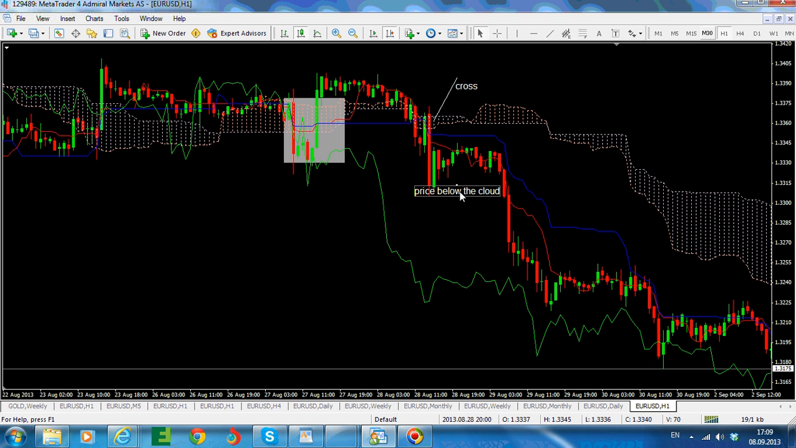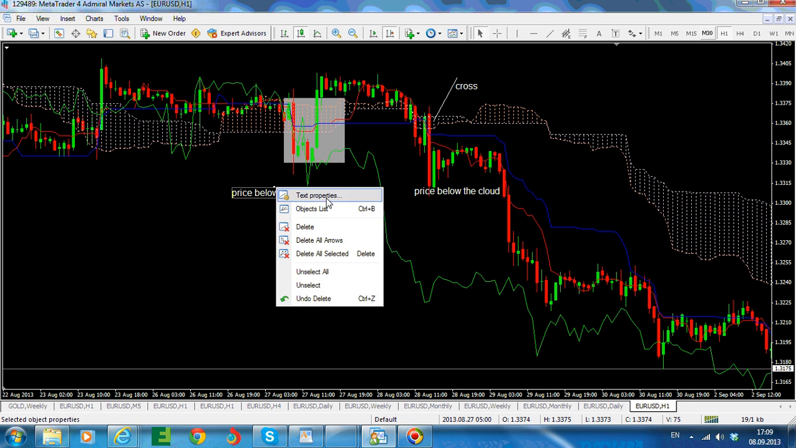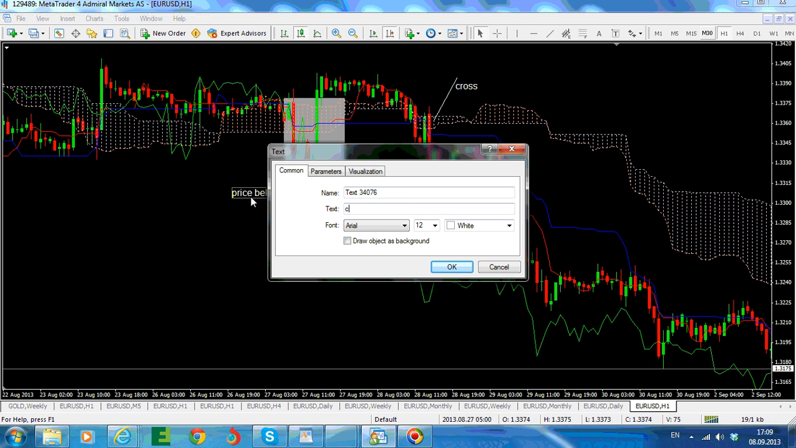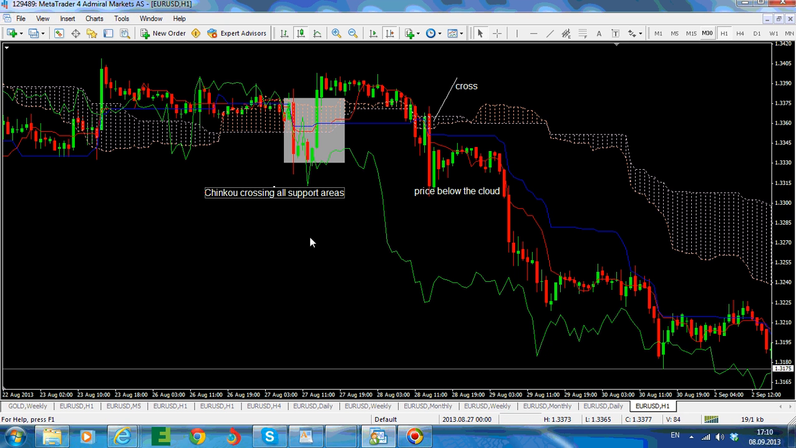Then you have the Kinko here. So Kinko crossing all support areas. So basically from this moment on, we are having a bearish environment. This is where the bearish environment starts, right here, and it never gives back. Right here, the bearish environment.